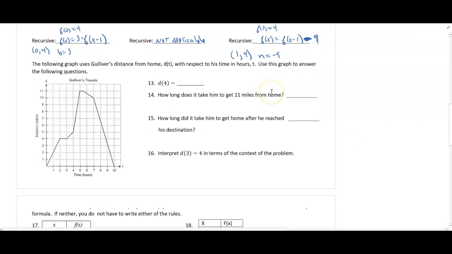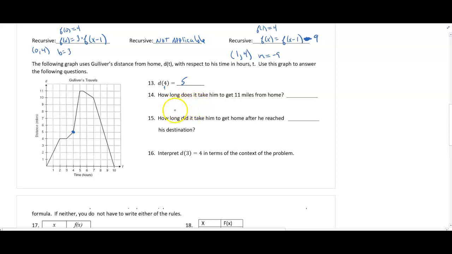Okay. So the next one, use the graph of Gulliver's distance, d of t, with respect to time in hours, t. Use the graph to answer the following questions. So d of 4. If I input 4, meaning time is 4, what is the output? Well, when t is 4, my output is 5.